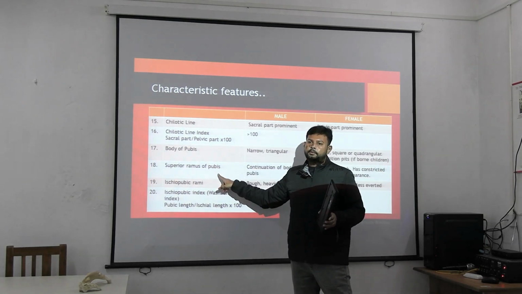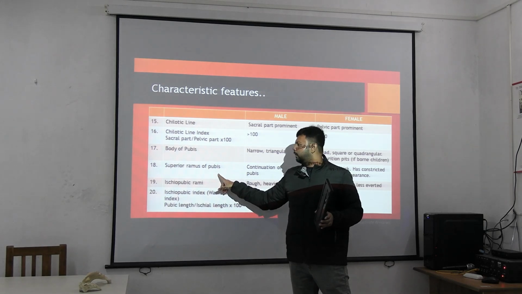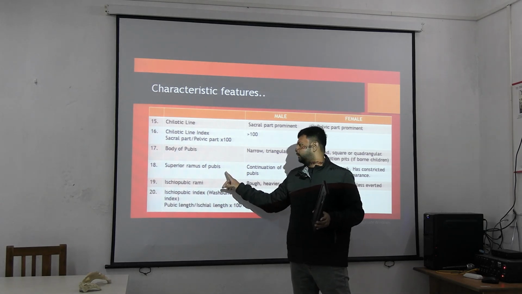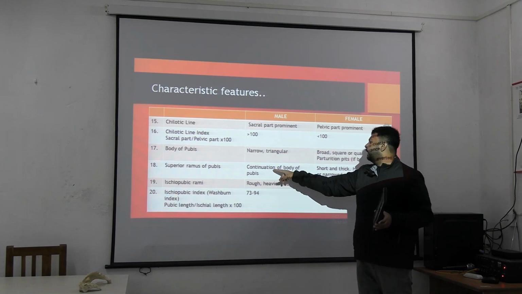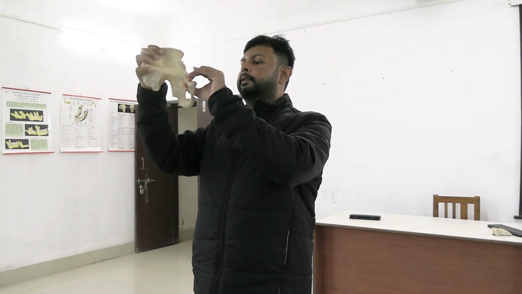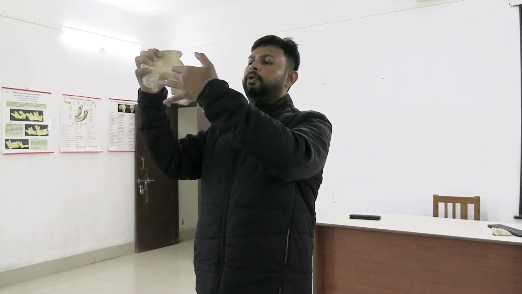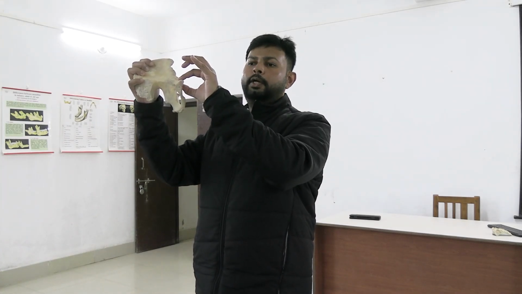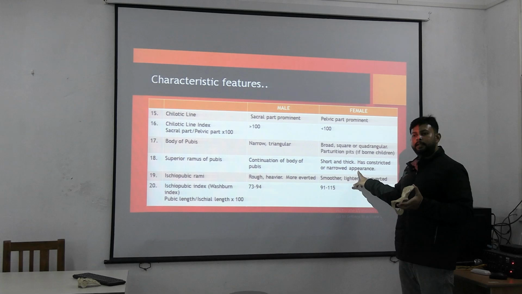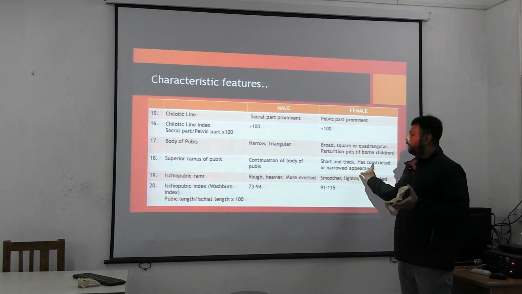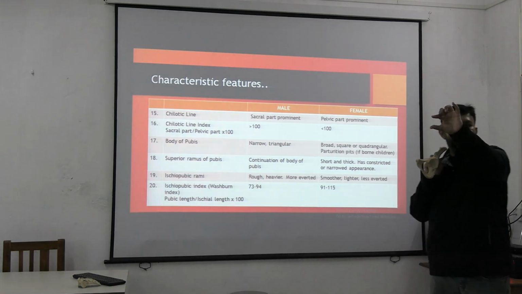Superior ramus of pubis. Few examiners ask this, not all, the majority of examiners won't ask this one, but still few examiners ask this. Superior ramus of pubis, tell me how it will be in females and how in males. It is a continuation of the body of pubis. See this one, this is a continuation of the body of pubis. It goes straight like this, you don't feel it becomes thin somewhere or thick somewhere. Whereas in females, after going a little it becomes flat and then again widens. So it has constriction or narrowed appearance in females, very important. There is constriction or narrowed appearance in females, whereas in males it looks like a straight rod.